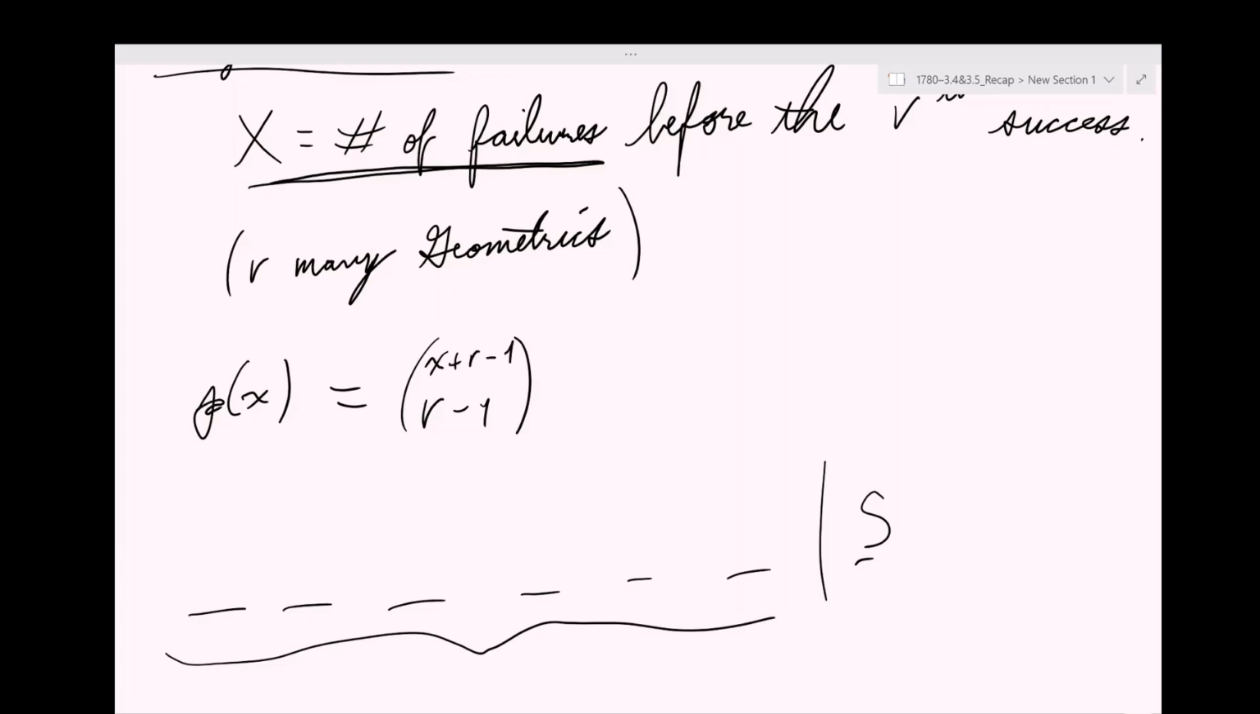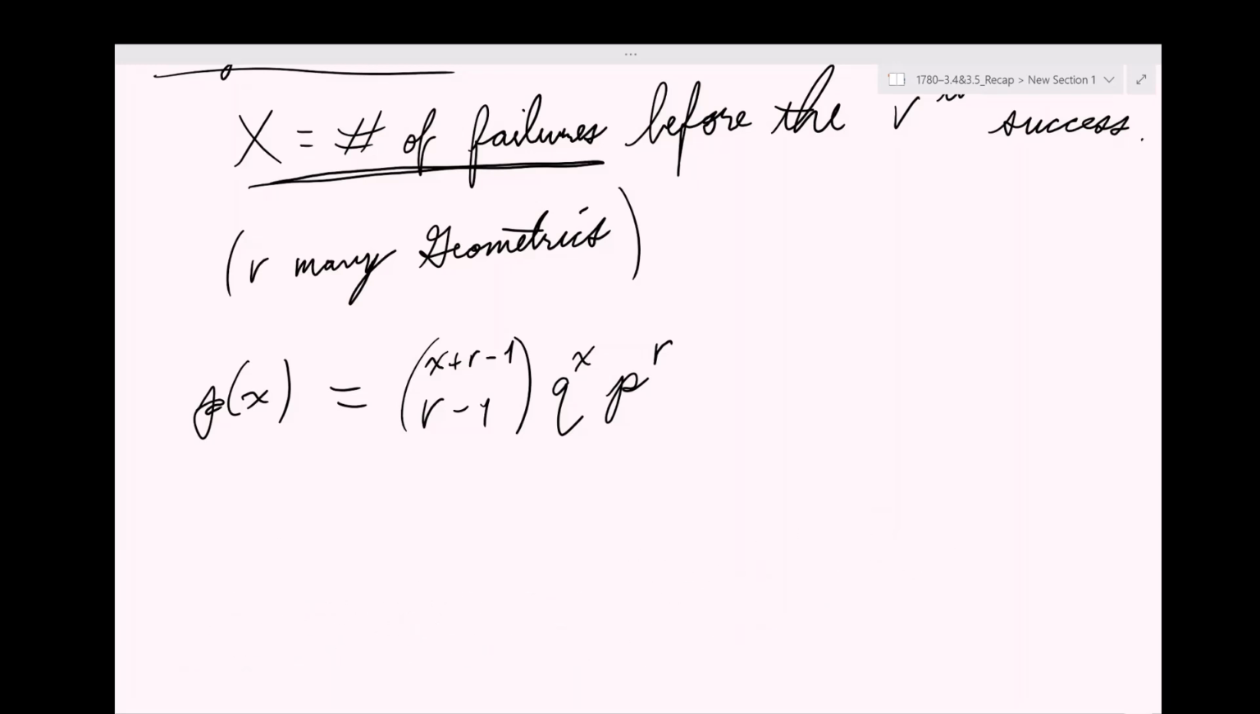And then we're going to fail how many times? Well, that's what our x is counting. It's counting the number of failures. And then we're going to succeed how many times? Well, we have this r minus 1 many that happened here, but then this last success has to happen at the end. So we'll have a p to the r right there.